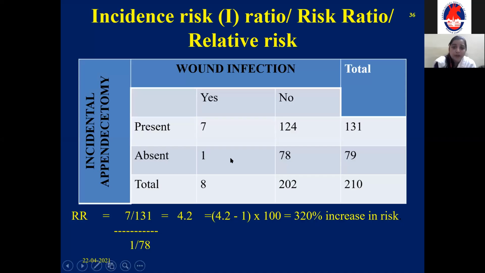So we can say that the chance of getting the wound infection is 4.2 times higher in those who had undergone this procedure compared to those who did not undergo this procedure. So this is how it is given here. And this is 4.2 minus 1, that is if you take the difference.